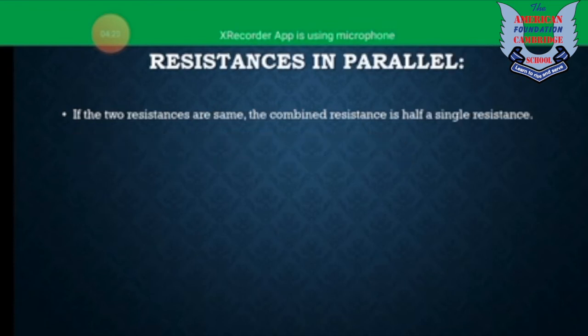Now, resistors in parallel. If two resistances are the same in the parallel circuit, the combined resistance is half of a single resistance. For example, we have two resistors connected in parallel. The first one has the value of 8 ohm and the second one has the value of 8 ohm as well. So their combined resistance will become 4 ohm. And let's suppose both have the value of 10 ohm, the combined will be 5 ohm. If both have a value of 12 ohm, their combined will be 6 ohm.